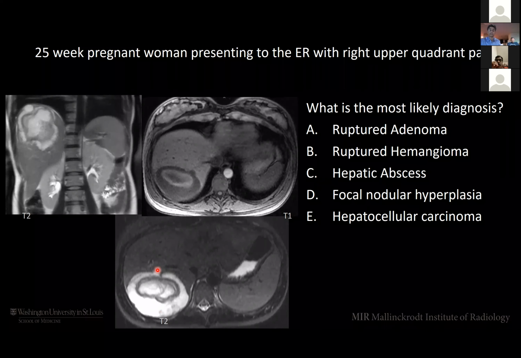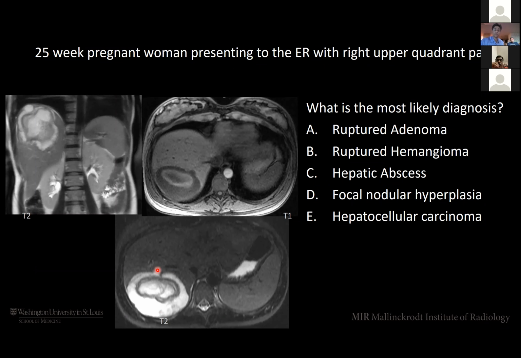So what is the most likely diagnosis? Is this a ruptured adenoma? Is it a ruptured hemangioma? Is it a hepatic abscess? Or is it focal nodular hyperplasia or hepatocellular carcinoma?